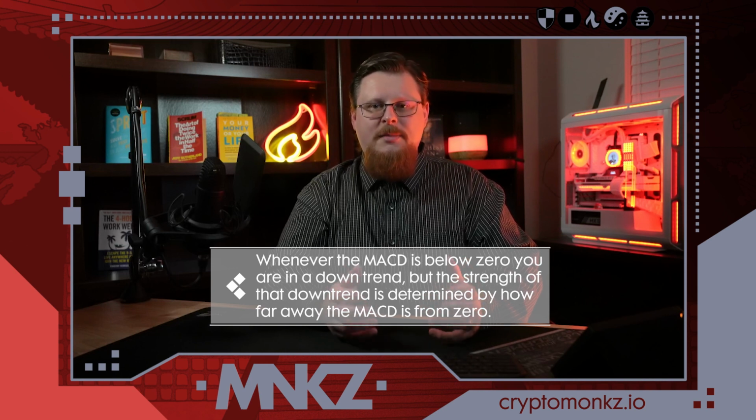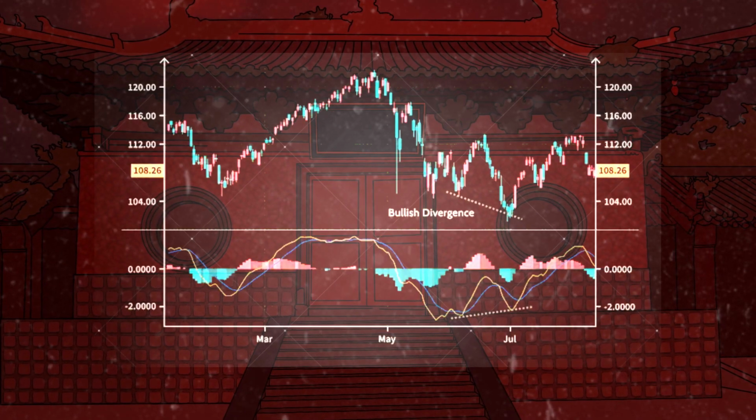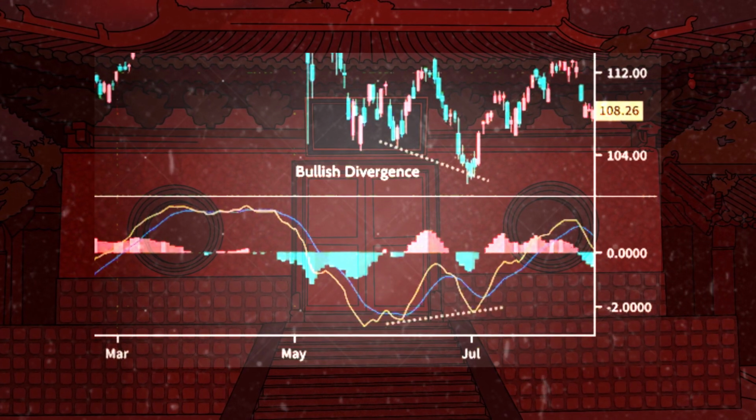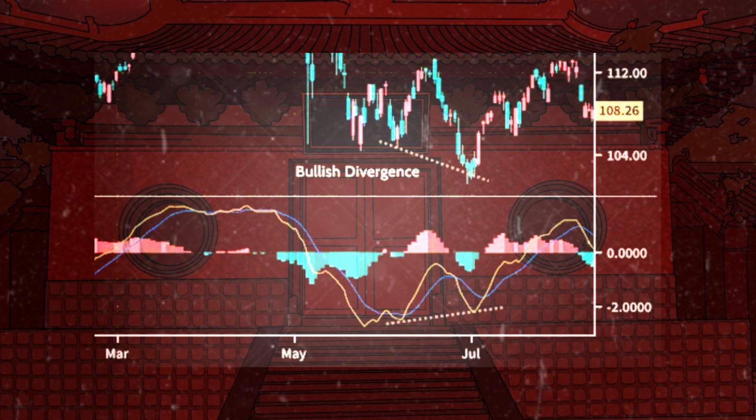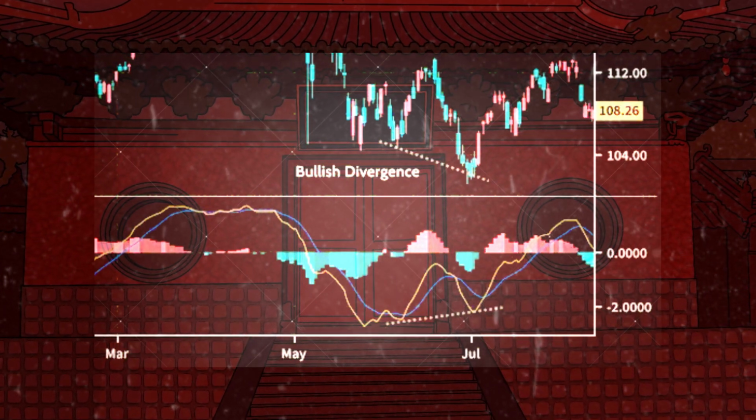Remember, whenever the MACD is below 0, you're in a downtrend, but the strength of that downtrend is determined by how far away the MACD is from 0. Since the MACD is getting closer to 0, i.e. a higher low, the downward trend is weakening, which could hint at a pause or even reversal of the downtrend. You won't want to place any trades because of this indicator in a vacuum. Instead, combine hints from your MACD divergence signals with a couple of other indicators to see if they all agree. And if they do, then you may decide to open up a position.